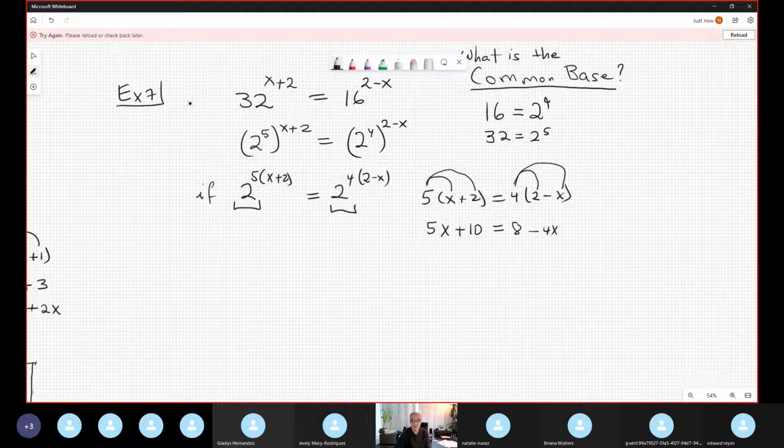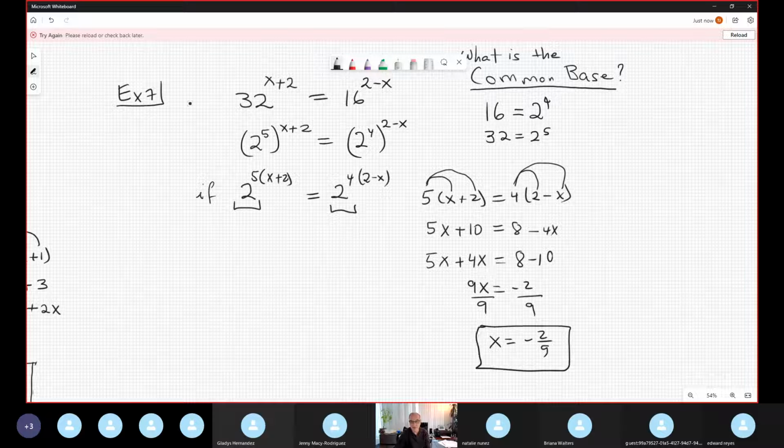Okay, ready. 5x stays here, plus 4x here is equal to 8 minus 10. This is 9x, and this is minus 2. Divided by 9 on both sides. x is equal to minus 2 over 9. Boom, final answer. Super cool. Yeah, that's the answer. I have it on my piece of paper.